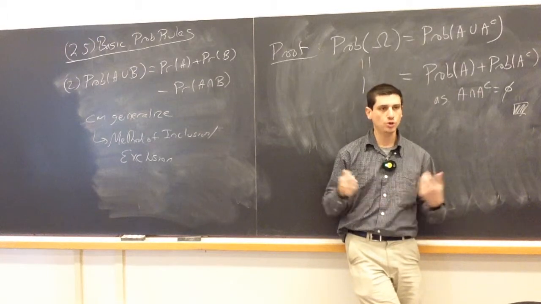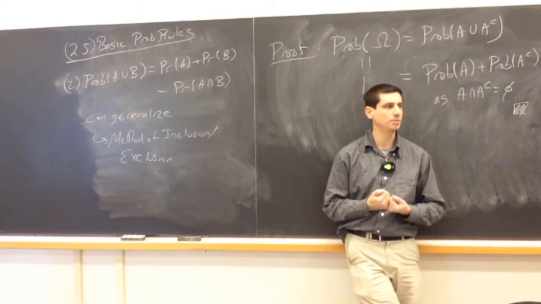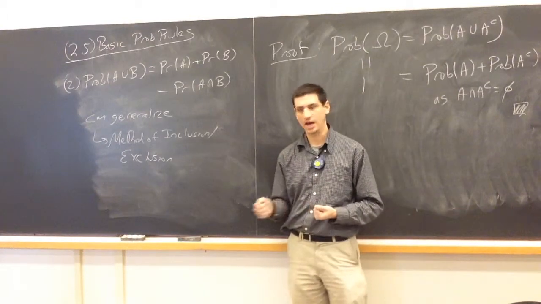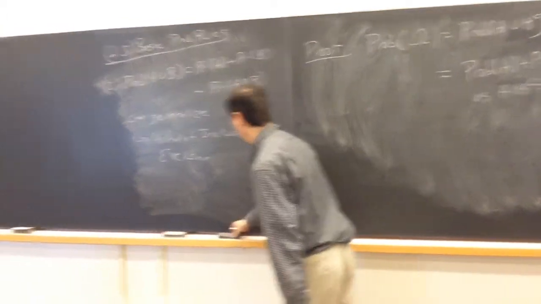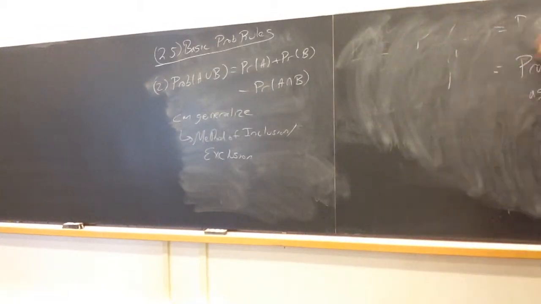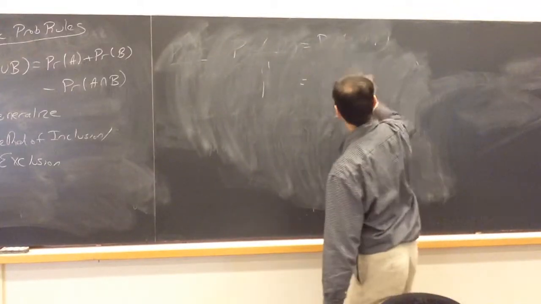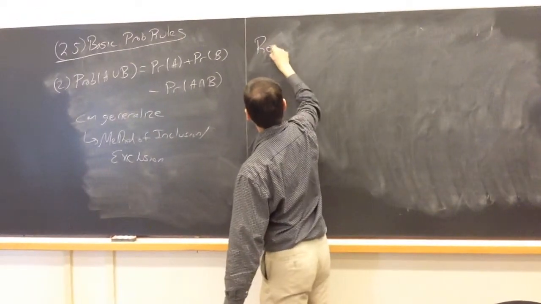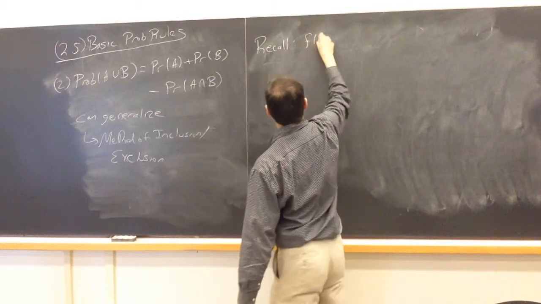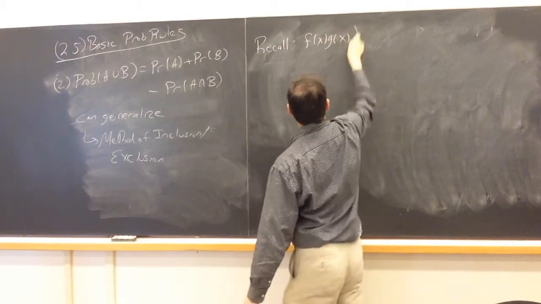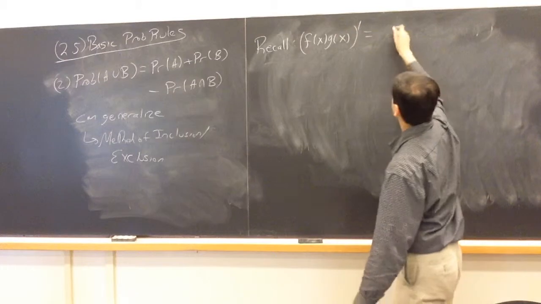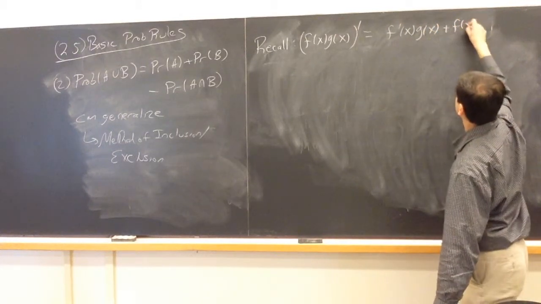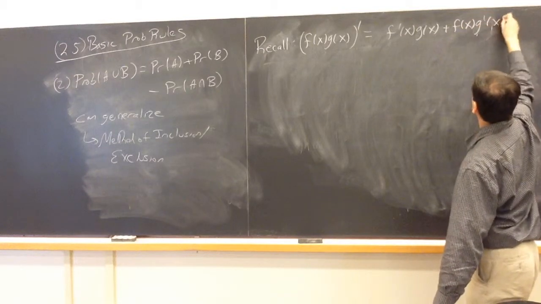You were asked to do a calculus problem on your homework. In fact, it was a calculus proof, and there was a reason I wanted you to do this. I wanted you to think back to some of calculus and practice your proofs a little bit. So recall, if I look at f of x times g of x and take the derivative, it's f prime of x times g of x plus f of x times g prime of x.